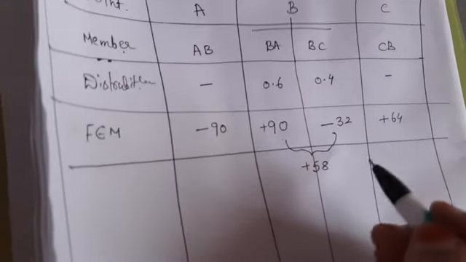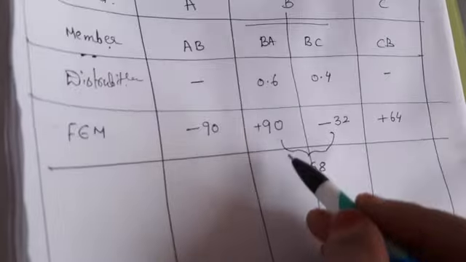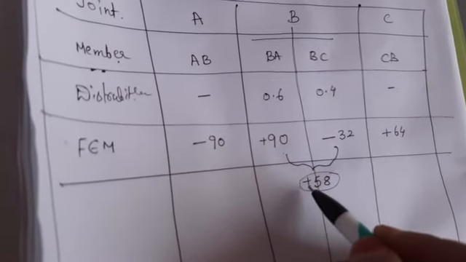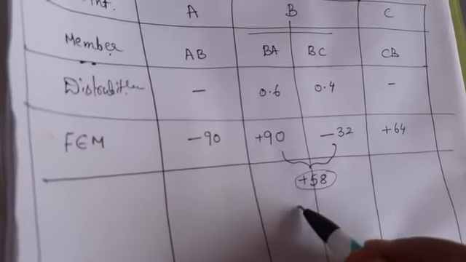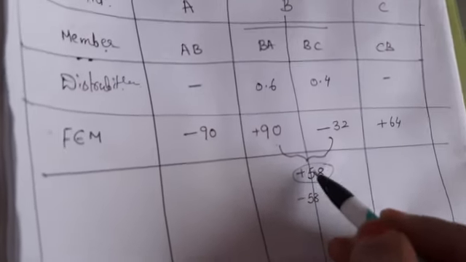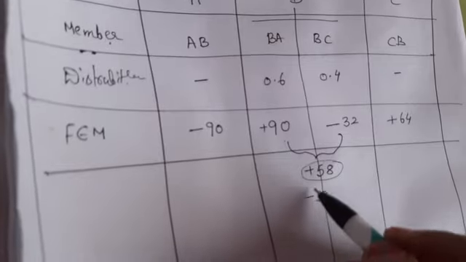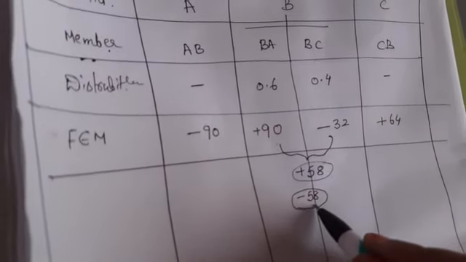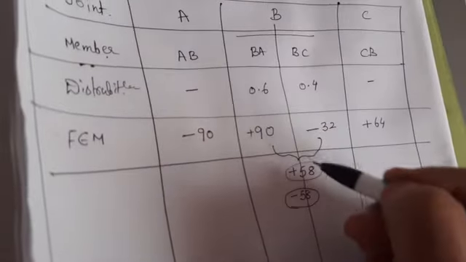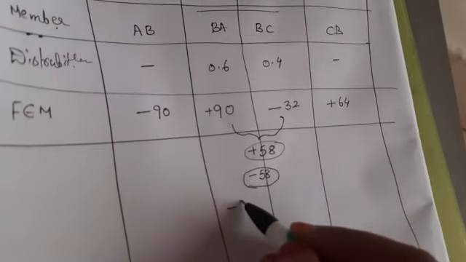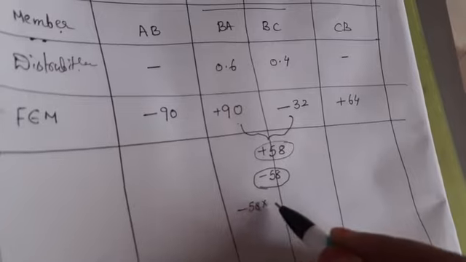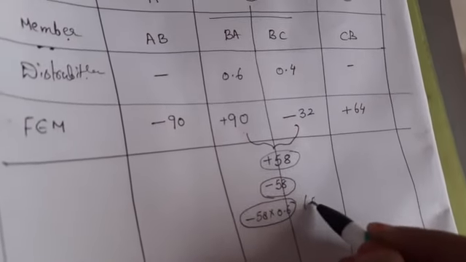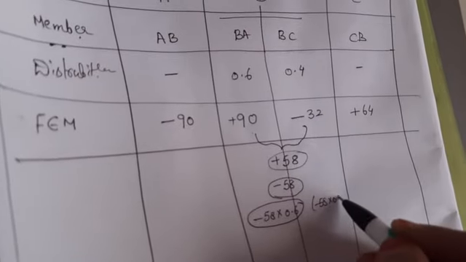Plus 58, but you have to take whatever value we get to balance the moment. Suppose we get a plus sign, we have to take minus 58. Suppose we get a minus value, next we have to take a plus value. This minus 58 will be multiplied with the BA value, that is 0.6. Here, minus 58 multiplied with 0.4.